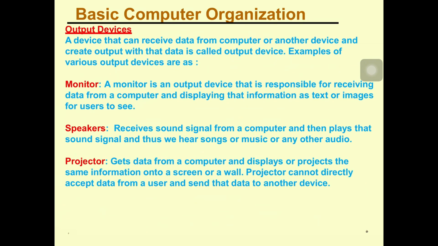Now the output devices, I have already told you about them. Some of the important output devices are monitor, speaker and projector. In a monitor, data is sent to the user in the form of soft copy. In a speaker, we get the data in the form of sound. In a projector, we get the data in the form of displays on a wall or screen. Along with it, there are other important output devices such as printer and plotter. Printer and plotter provide the output in the form of hard copy.